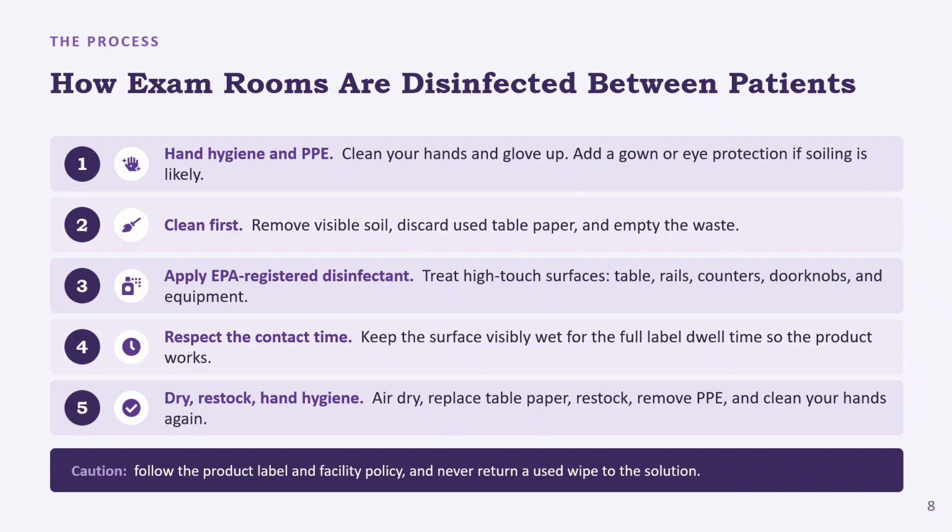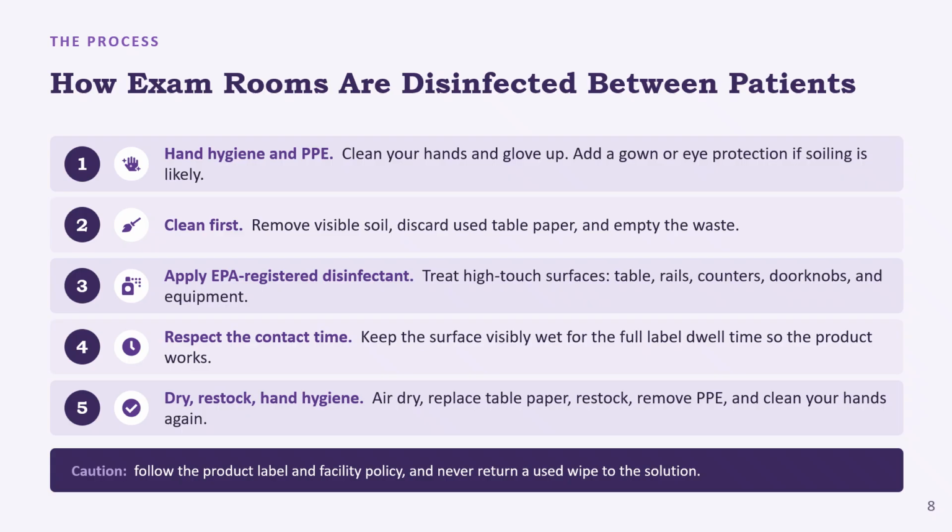Step 4, and this is the step people skip: respect the contact time, sometimes called dwell time or wet time. The label tells you how long the surface must stay visibly wet for the product to kill the organisms it claims to kill. If the label says 4 minutes, wiping it dry after 30 seconds means you did not disinfect, you just moved the germs around.